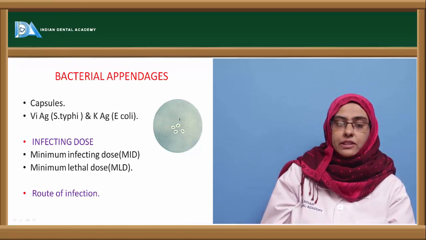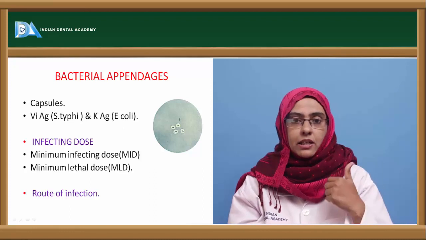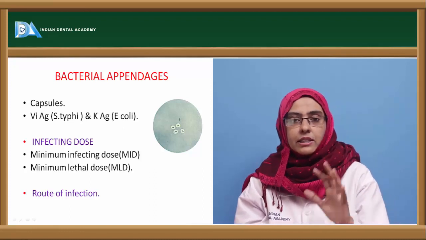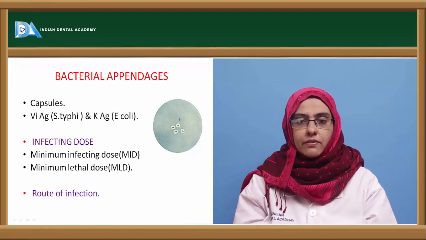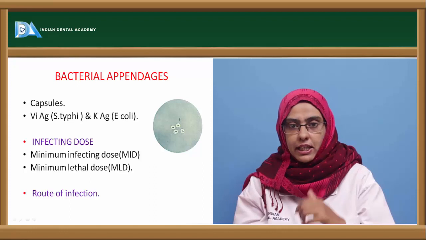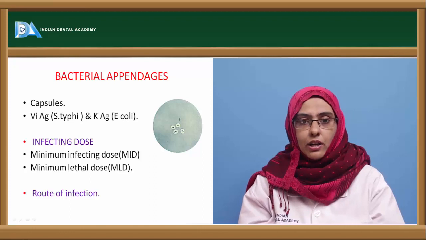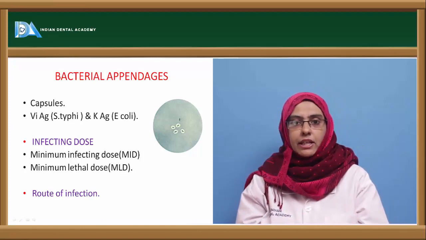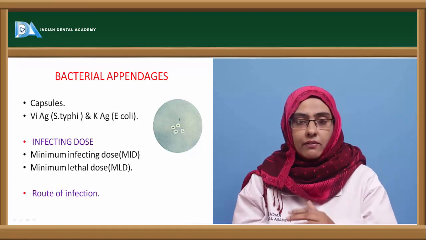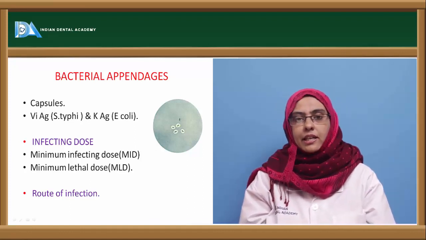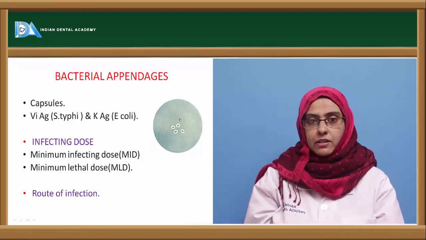Now next is the route of infection. There are certain organisms that, when they gain entry from a particular area, start producing the infection. Different organisms have different areas where they can establish themselves and cause infection. So it is the route of infection that usually determines whether the organism can survive in that particular area or not. Example, cholera bacteria can be effective only when taken orally. When they are consumed orally, they can show their clinical effects, whereas when introduced subcutaneously, they do not. So the route of infection matters a lot to the pathogenesis of the bacteria.